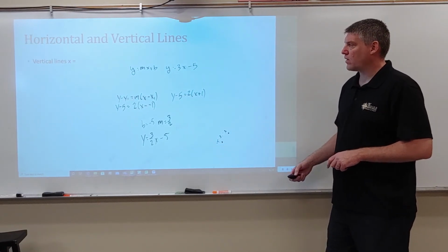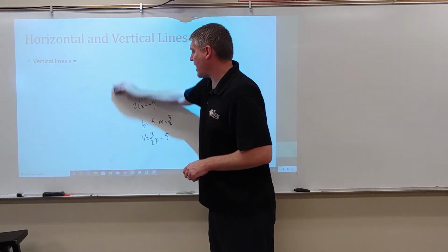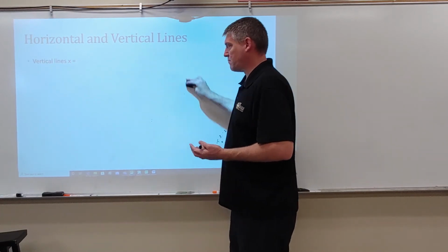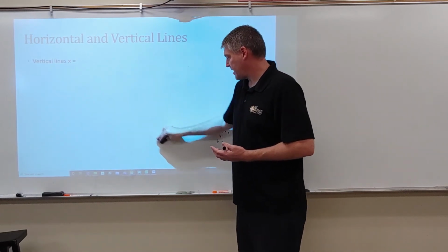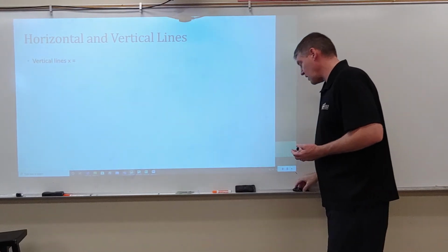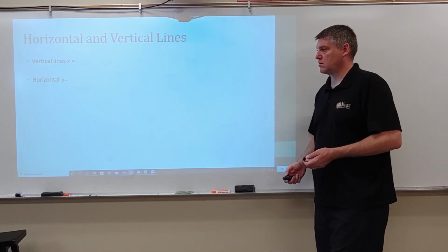Okay, horizontal and vertical lines. So vertical lines are x equals. Okay, so they're x equals a number. It might be 5, it might be 10. It's just equal to a number. Okay. Horizontal lines are y equals a number.